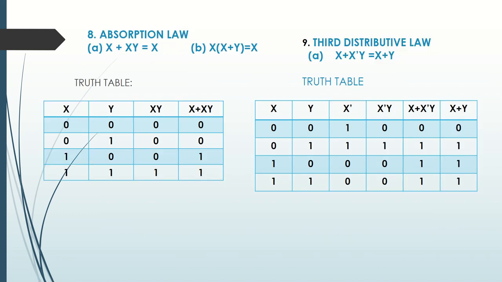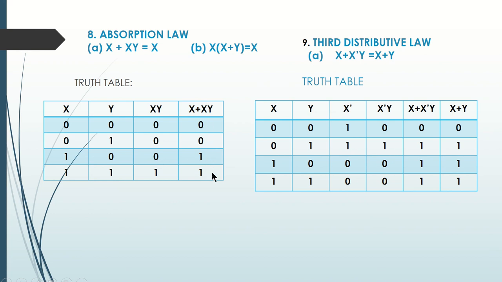The next law is the absorption law. The absorption law states that x plus xy is equal to x. Similarly, when you apply duality, you get x of x plus y is equal to x. Now I have two variables x, y, and 4 different combinations. Calculating xy gives 0, 0, 0, 1. Now x plus xy: 0 plus 0 is 0, 0 plus 0 is 0, 1 plus 0 is 1.